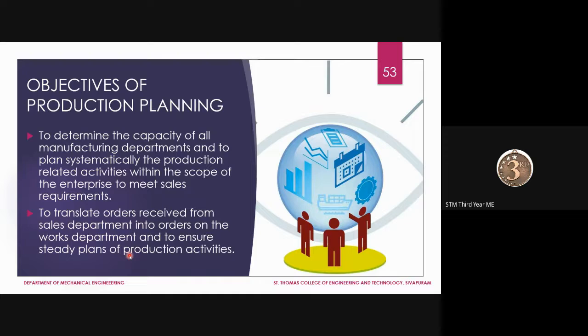Depending upon the sales demand we are producing the product, or planning how the work in the departments has to be distributed. That is another part of production planning. So the first one was to determine all the activities that have to be carried out on the basis of the sales requirement. Second, on the basis of that sales requirement, ensure how the work is distributed inside the work departments.